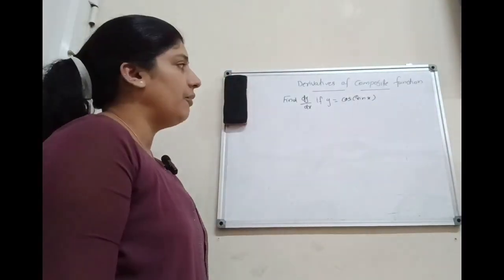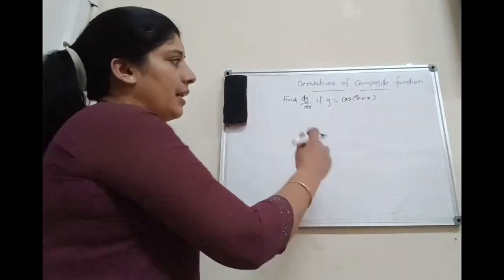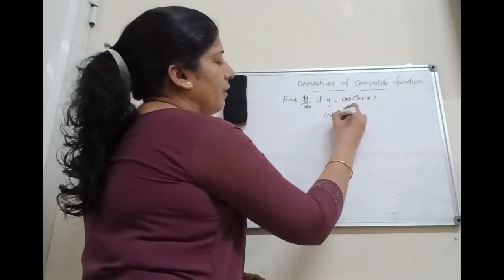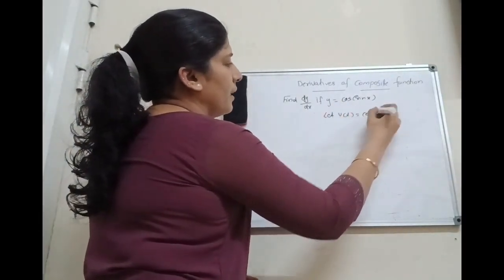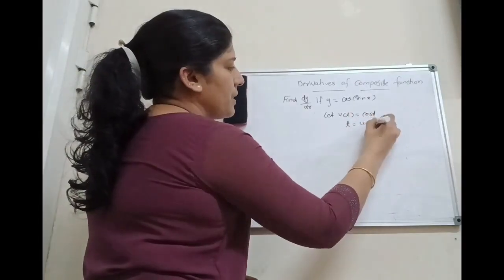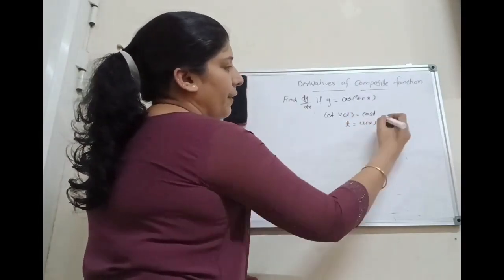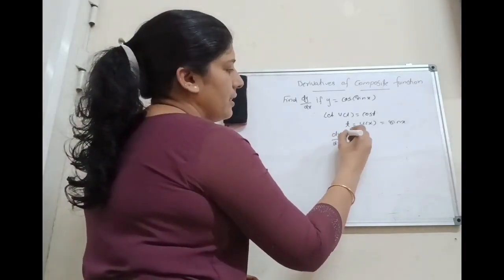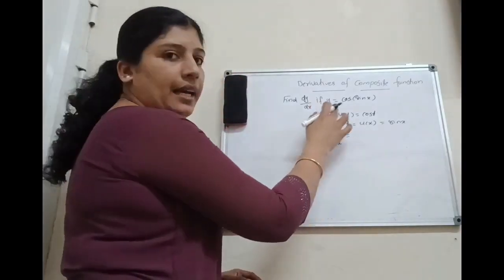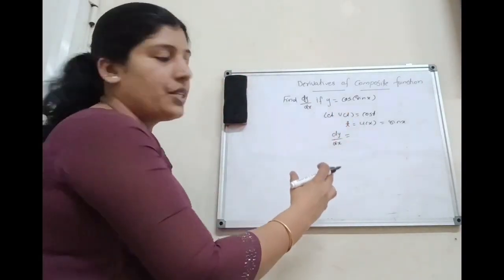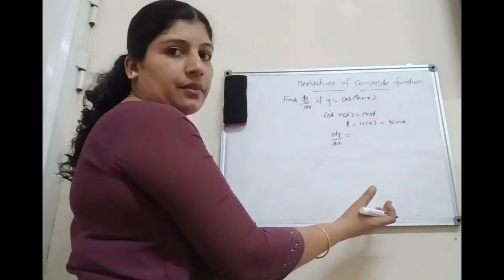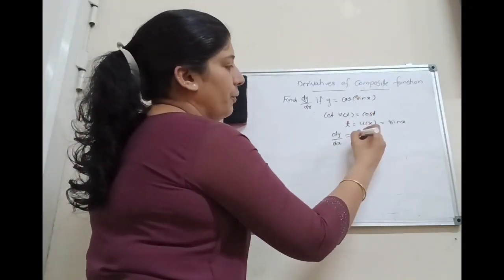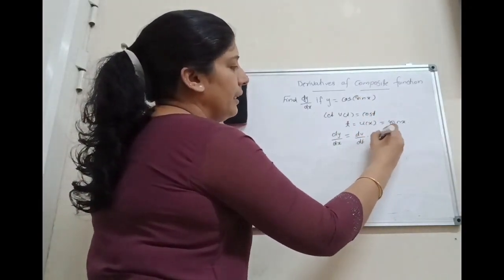Next, find dy by dx if y equal to cos of sin x. Here, let v of t equal to cos t, and t is expressed as a function of x. Therefore, u of x equal to sin x. Next, we can consider dy by dx. Here y can be expressed as the composition of two functions v of t and u of x. Therefore, dy by dx equal to dv by dt into dt by dx.